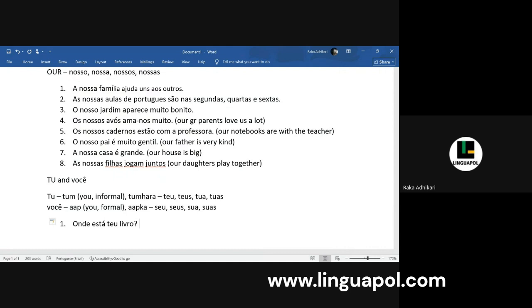And if I want to refer to the same person formally, then the same sentence I'll make as onde está seu livro, आपकी किताब कहाँ है. So this is formal reference. So basically when we read these possessive pronouns, teu, seu, teus, seus, tua, sua, tuas, suas, all of them have the same meaning, but they're different in the context. All the possessive pronouns for tu is informal, and the possessive pronouns for você, that is seu, sua, seus, suas, these are formal. So let us look at examples.